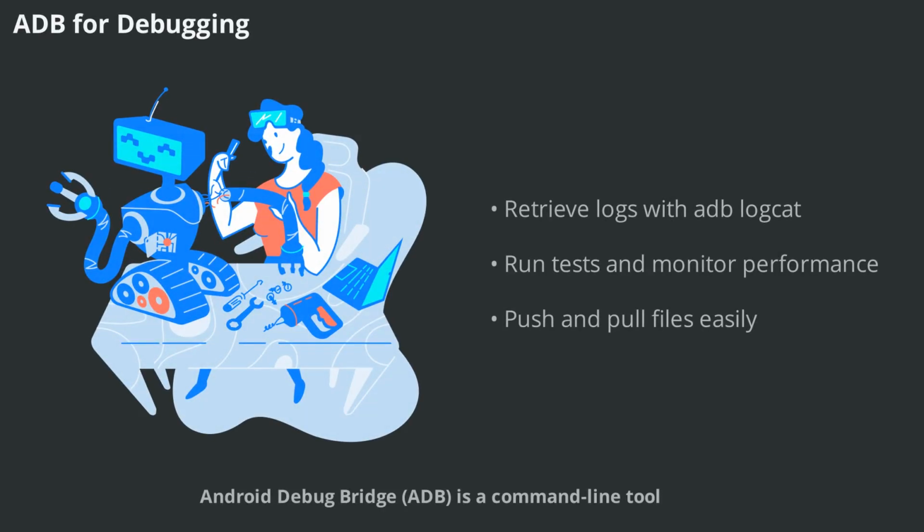in production. Android Debug Bridge (ADB) is a command line tool for communication between a computer and Android devices. It retrieves logs, runs tests, pushes and pulls files, and monitors app performance. ADB streamlines debugging, making it easier to troubleshoot crashes and optimize app behavior.